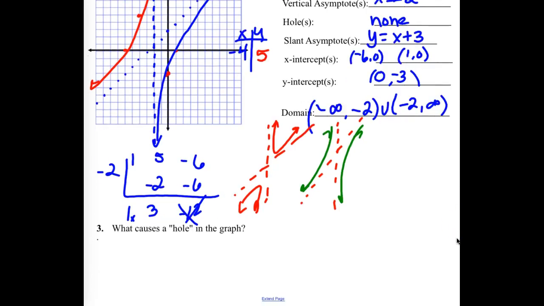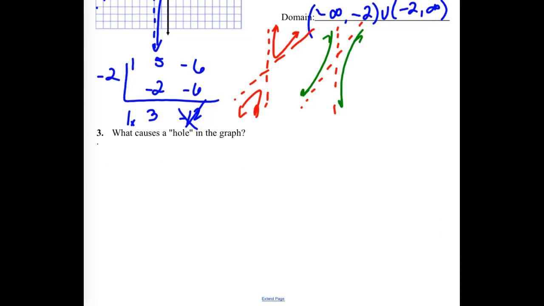All right. I'm going to pause the recording for a second. I want you to talk at your tables. What causes a hole in the graph? All right. So what did you come up with? What causes a hole in the graph?